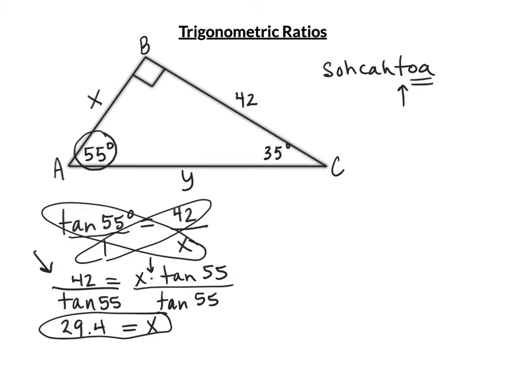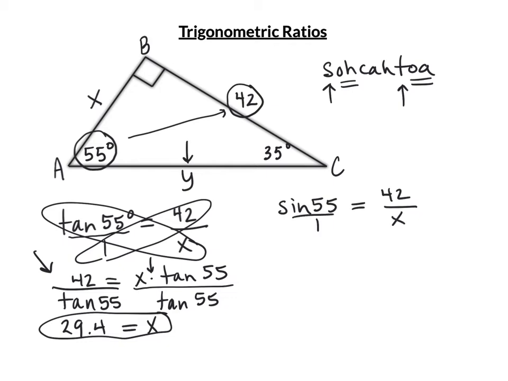Now let's find y. If I want to find y, that's the hypotenuse. So I have the hypotenuse, and remember my point of reference is 55 degrees, and the opposite. So opposite, 42 is opposite to 55, and y is the hypotenuse. Opposite and hypotenuse. That is sine. The sine of 55 equals the opposite, 42, over the hypotenuse, y.